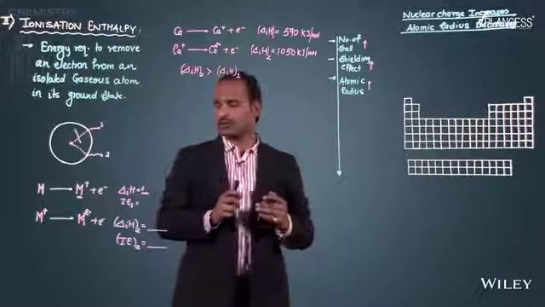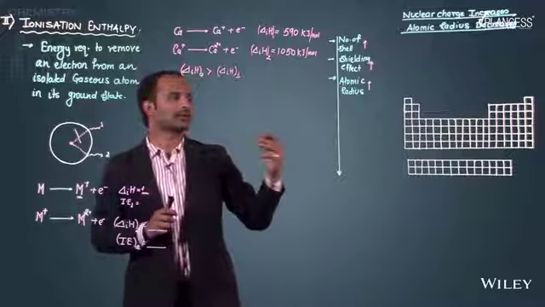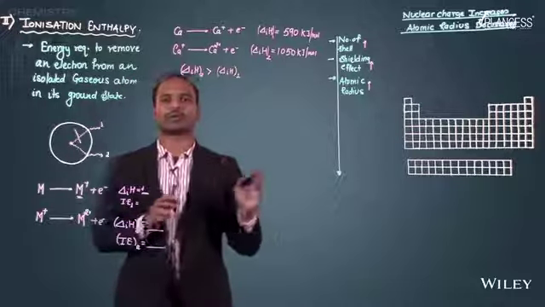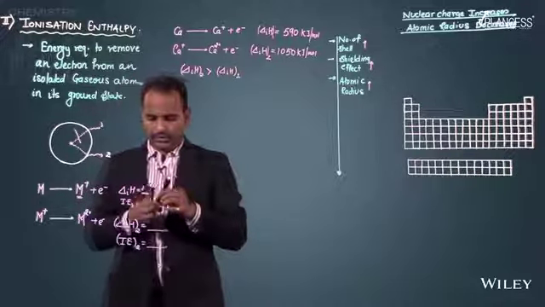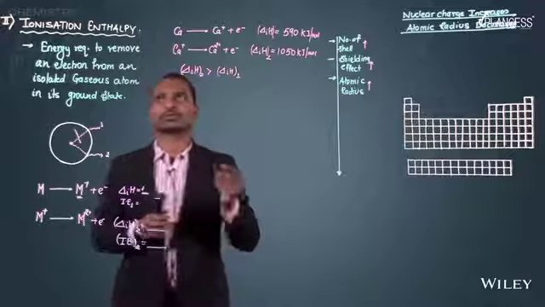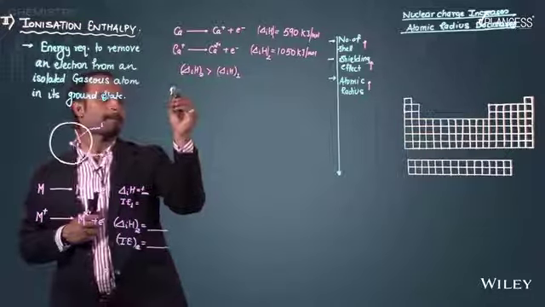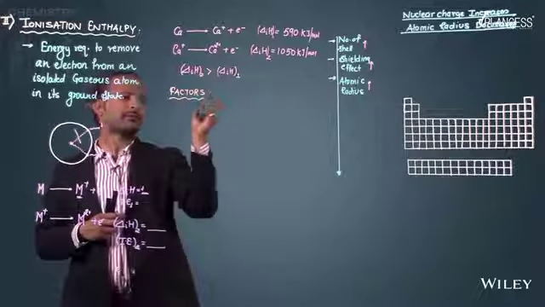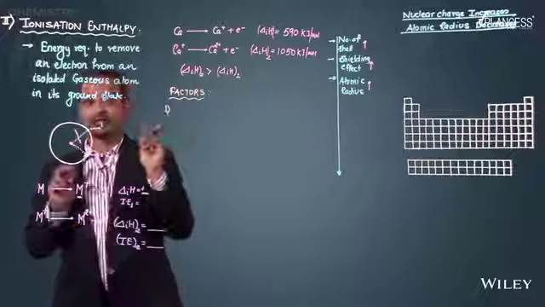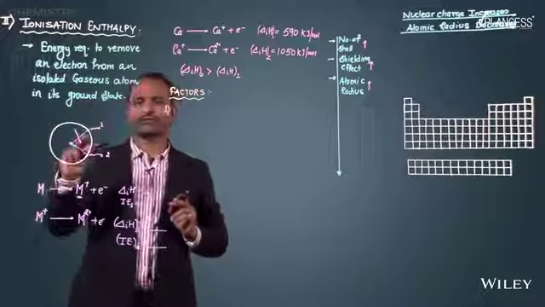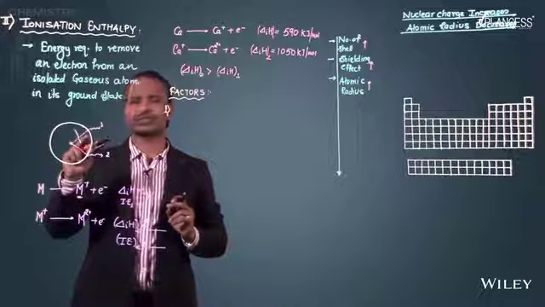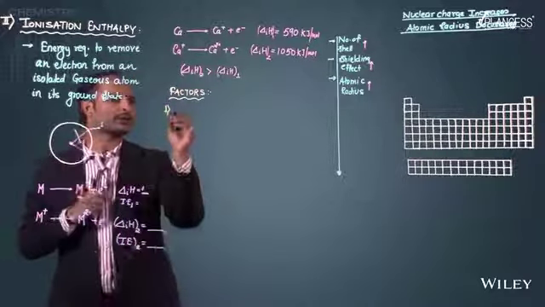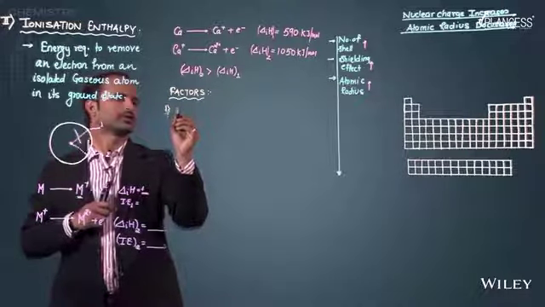Now let's see the different factors which affect the ionization enthalpy, that is, how the ionization enthalpy changes when we move across the periodic table. All those factors which affect the attraction between the nucleus and the outermost shell will also affect the ionization enthalpy. The first factor is nuclear charge.